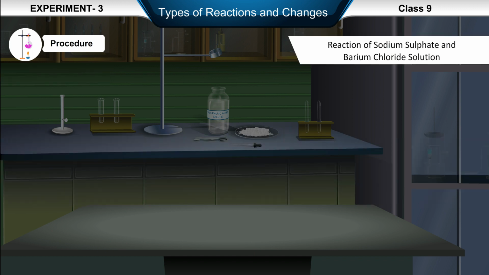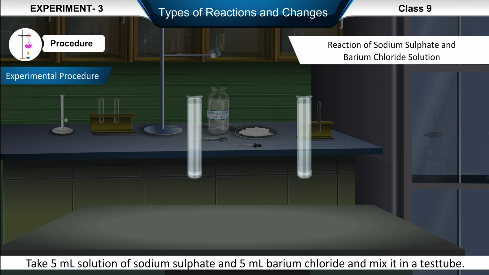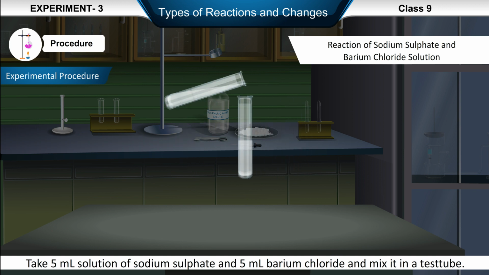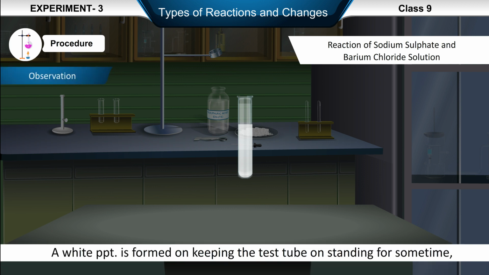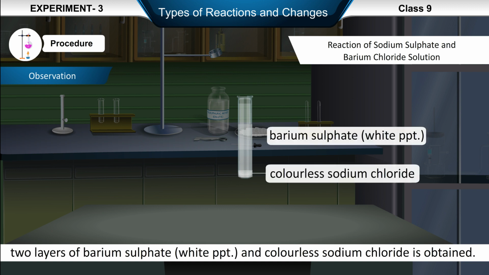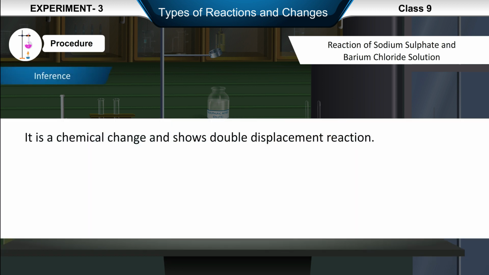Reaction of sodium sulfate and barium chloride solution. Experimental procedure: take 5 ml solution of sodium sulfate and 5 ml barium chloride and mix it in a test tube. Then allow it to stand for some time. Observation: a white precipitate is formed on keeping the test tube standing for some time. 2 layers of barium sulfate, white precipitate, and colorless sodium chloride are obtained. Inference: it is a chemical change and shows double displacement reaction.